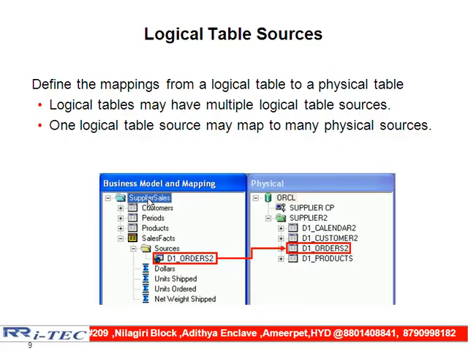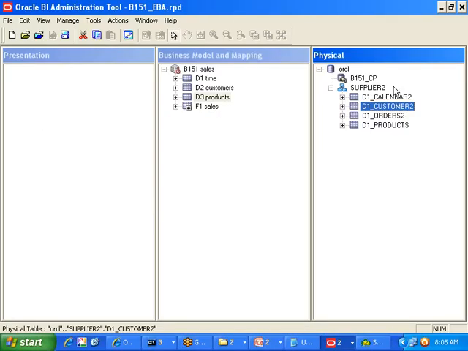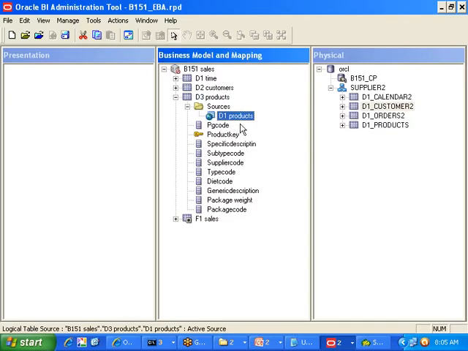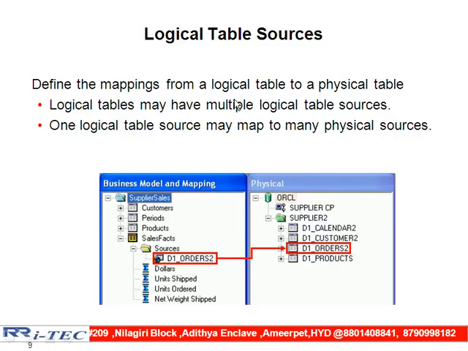Next, logical table sources define the mapping from a logical table to a physical table. Actually, where is the original mapping available, sir? Within the LTS. Logical tables may have multiple logical table sources. I showed you already. If I take one city column into products, what is it, sir? Logical table. Inside this logical table previously what did we see, sir? Two LTS we saw. Yes, that means one logical table contains multiple LTS or not? Yes.